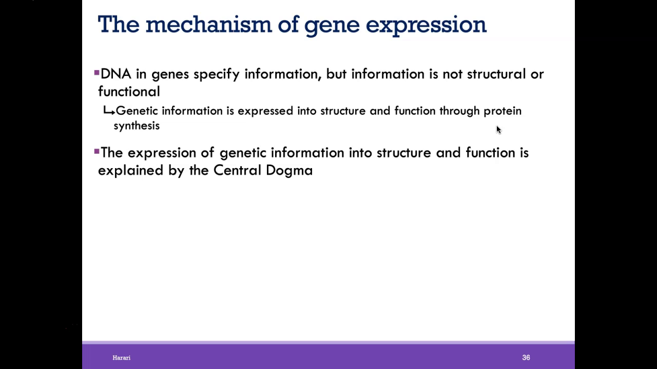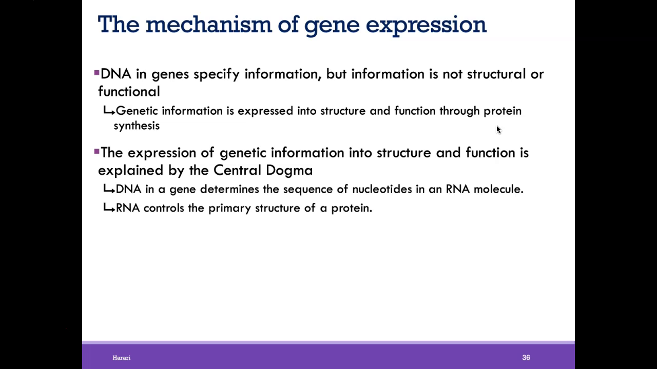So the expression of genetic information into structure and function that could actually do something in the cell is explained by the central dogma. And this is a huge concept in biology. DNA in a gene determines the sequence of nucleotides in an RNA molecule. And it's the RNA that controls the primary structure of a protein. And remember, the primary structure of a protein is just the linear sequence of amino acids connected by peptide bonds. So what we're going to see is that DNA determines the sequence of nucleotides in RNA, and the sequence of RNA nucleotides determines which amino acids get put into a protein.